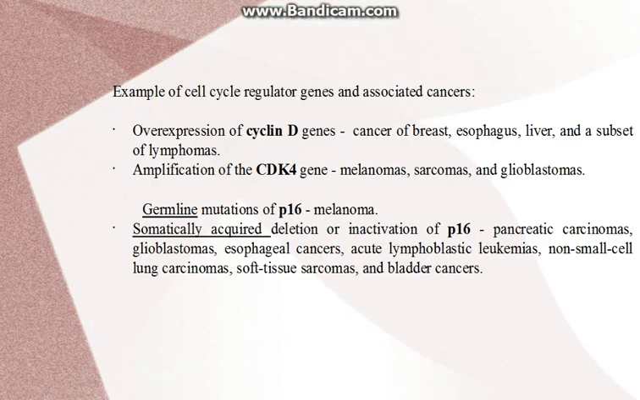For example, overexpression of cyclin D genes can occur, and amplification of CDK4 genes can occur. These genes need to be overamplified, whereas genes like P16, which is involved in melanoma, need to be inactivated. There should be deletion. Okay, this we can understand by looking at the cell cycle.